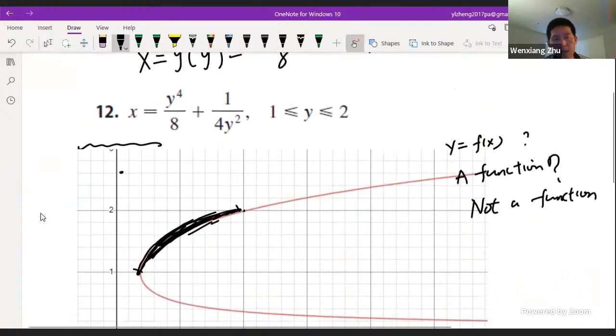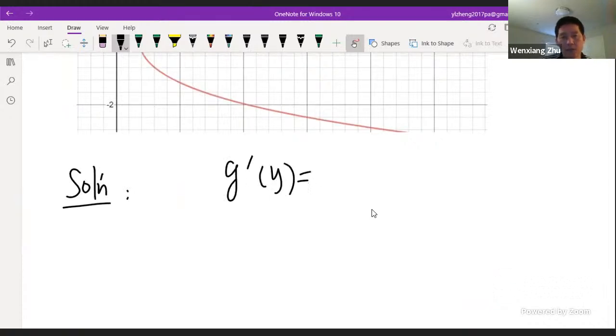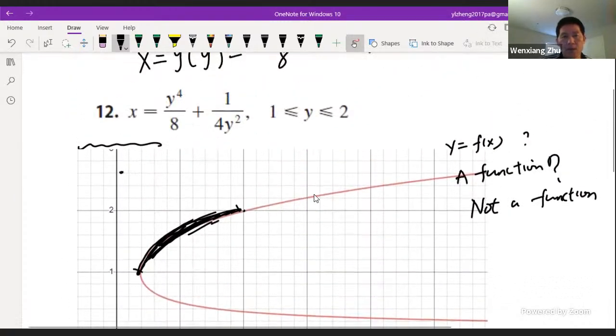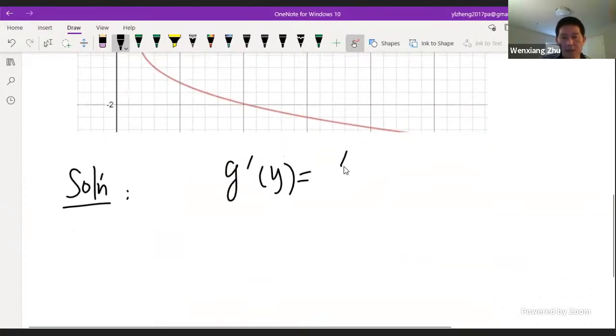So now all I need to do is follow the procedure. I need to do the solution. Straightforward application. So you need to do g prime of y first. Just remember g of y is y to the fourth divided by 8. So the derivative, be careful.